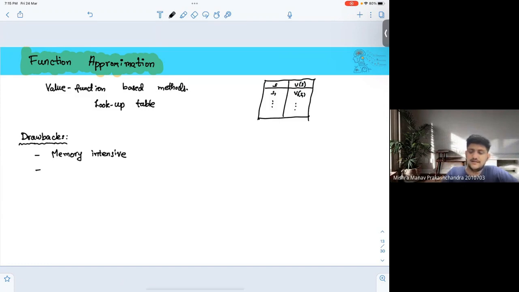Secondly, these value function based methods have no method for handling continuous states. Okay, this also is missing. Thirdly, there is a lack of generalization.